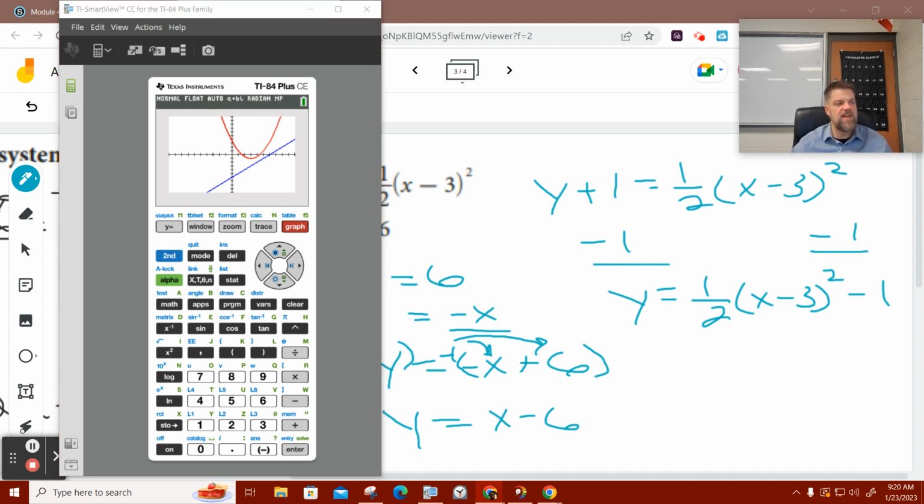The solutions are where they intersected, right? Because when you solve a system, you're looking for what values of x will give you the same y for both equations. Yes? You got something way different. You put a negative sign in front of your quadratic.